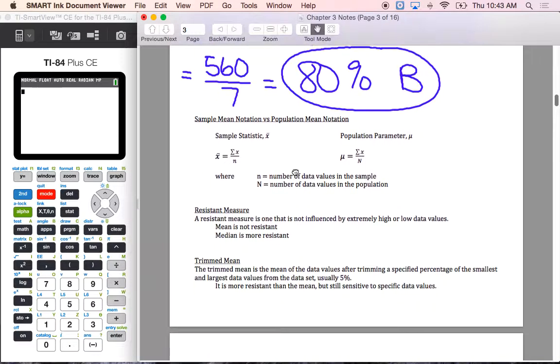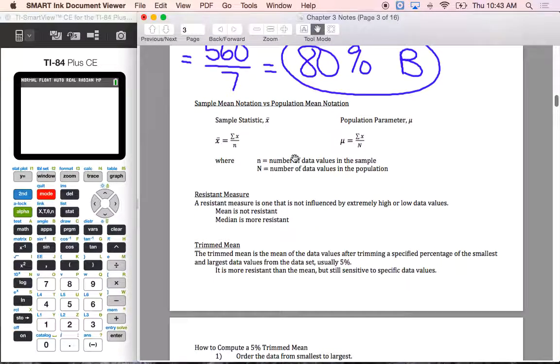Now it's very important for you to understand the different notations, because you will see these notations for the rest of the course. So we have our sample mean and our population mean. The sample mean is written with the X bar. The population mean is mu. Looks like a little U there. So again, X bar is going to be your sample mean. The mu is going to be your population mean. Now, those are 2 formulas here, but it's just saying add up all your numbers and divide by the number of data values that you have.